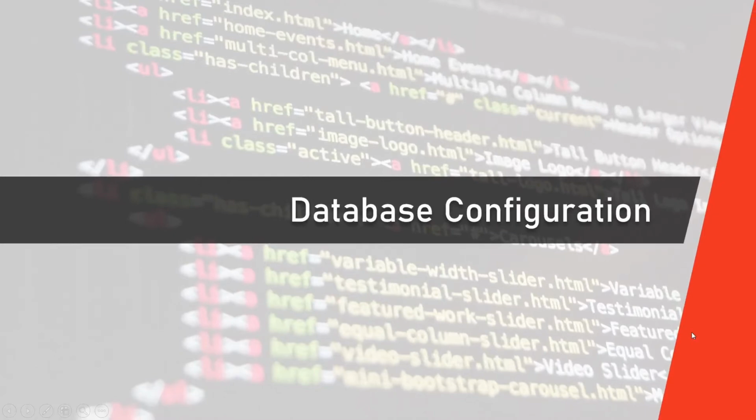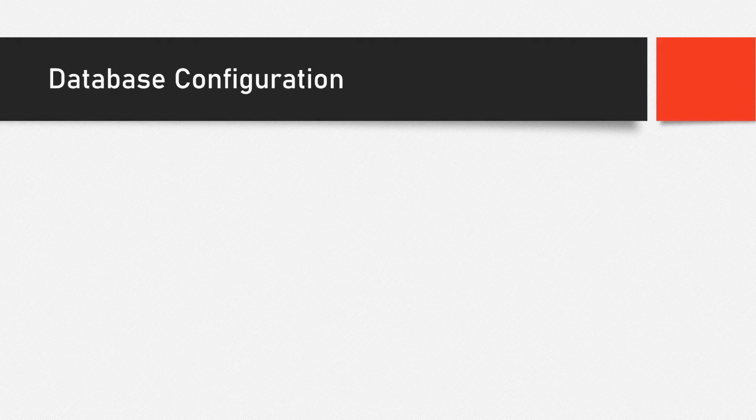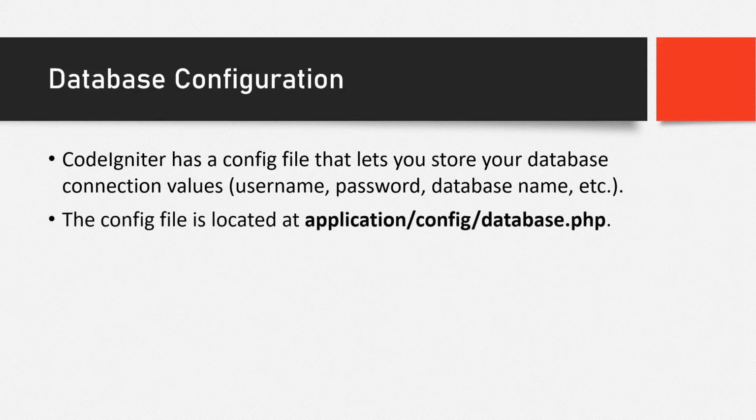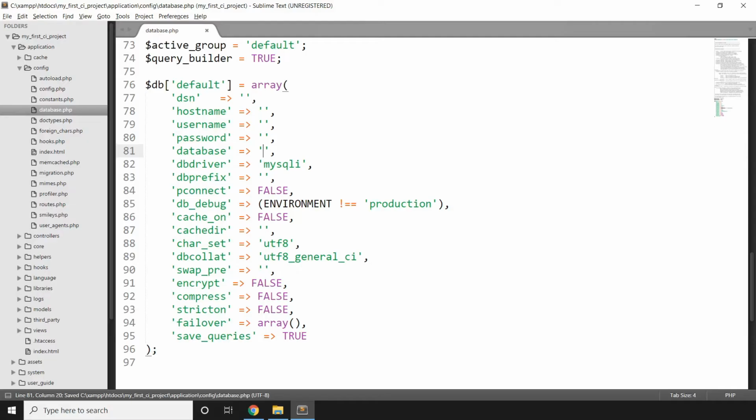Okay, so we are now done with creating our table and database. Now let's try to set up the database configuration in the part of the CodeIgniter. So CodeIgniter has a config file that lets you store your database connection values, like the username, password, database, etc. The config file is located at application/config/database.php.